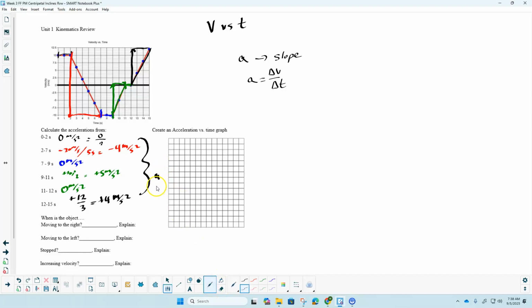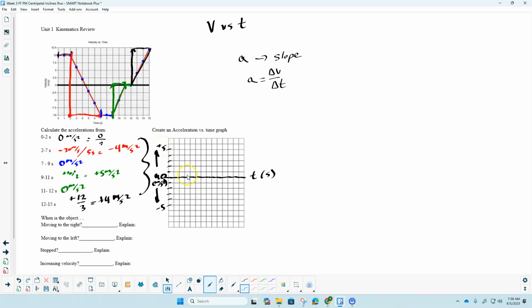Acceleration is on the vertical axis. If I make this across my time axis, which is measured in seconds, that would be 0 for the acceleration. Acceleration is measured in meters per second squared. So we just need to pick a scale that fits our data. Negative 4 is our largest negative value, and positive 5 is my biggest positive. So I'm just going to count by ones, 1, 2, 3, 4, 5, and then 1, 2, 3, 4, 5 negative. Again, positive and negative don't mean increasing or decreasing, it just means direction.